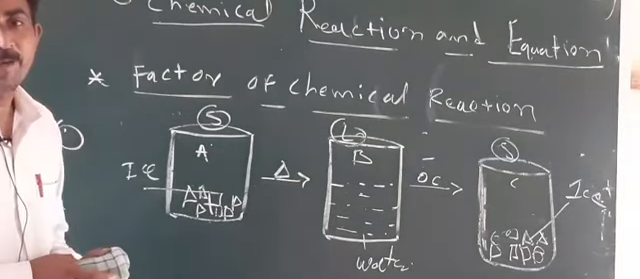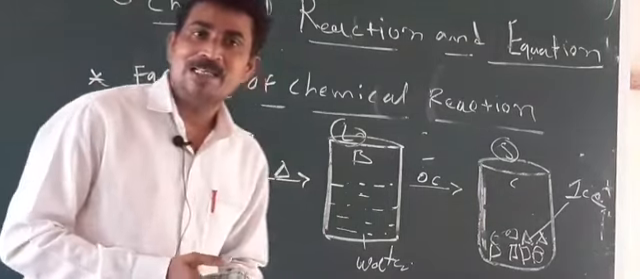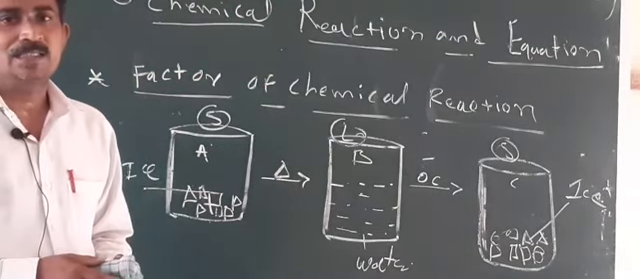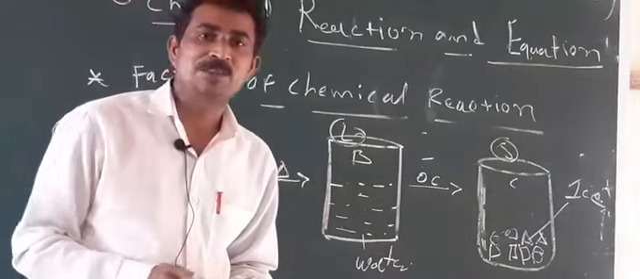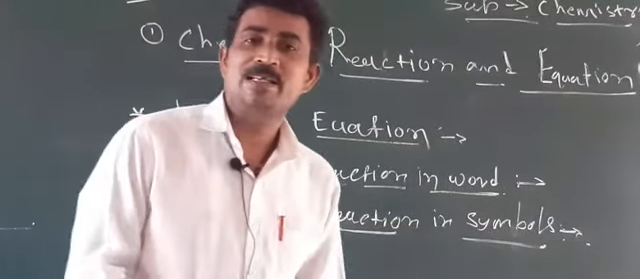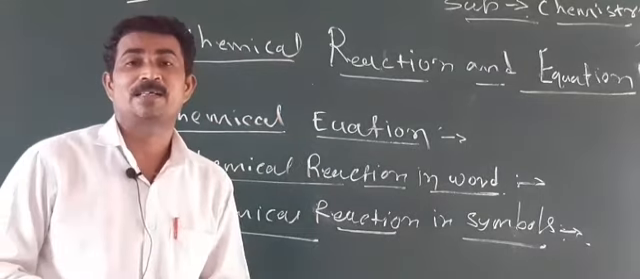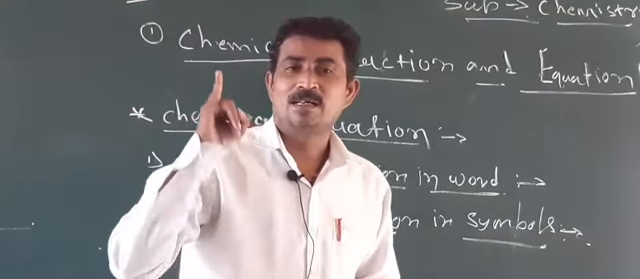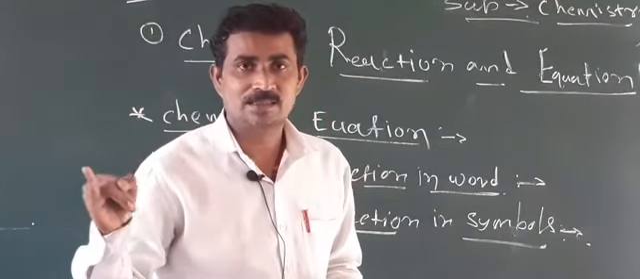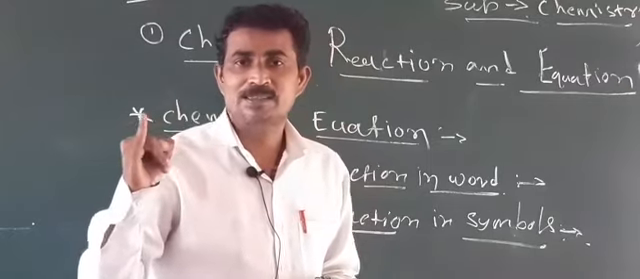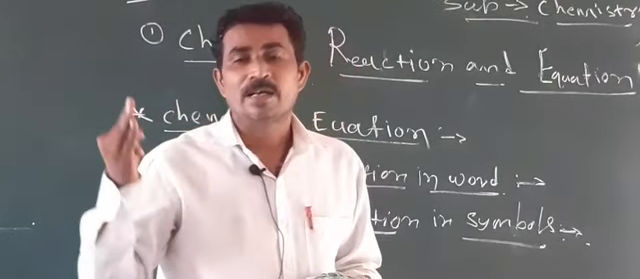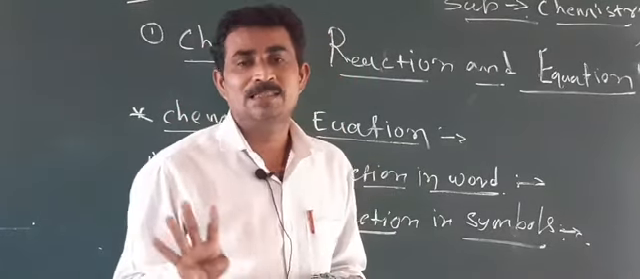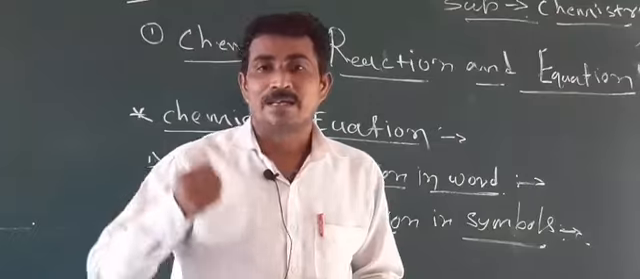So today we learned the factors that are very important in a chemical reaction. We completed the factors of a chemical reaction. There are four important factors: first, a change in the state of matter; second, a change in color; third, a change in temperature; and fourth, evolution of gases. These four factors are very important in a chemical reaction.